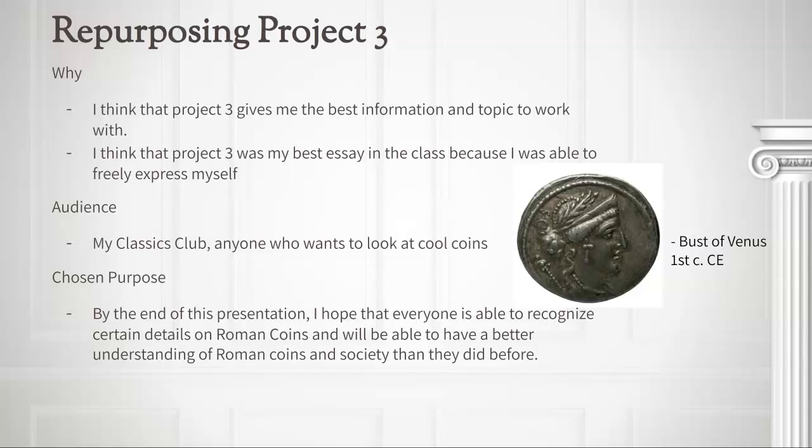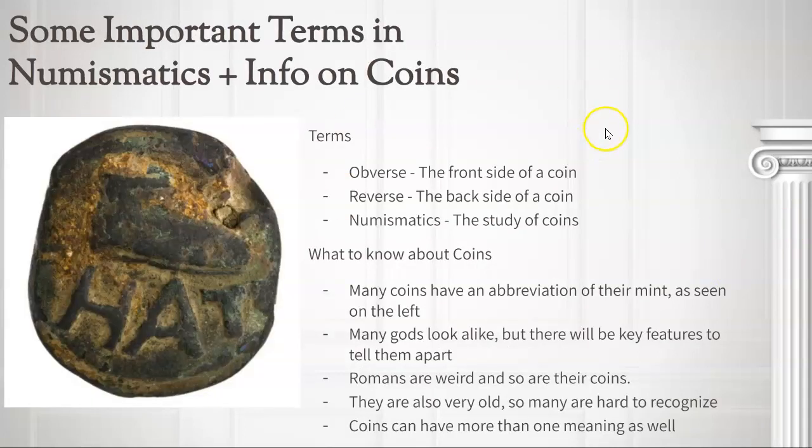And my purpose for this is that I hope to be able to teach you guys a little bit about Roman coinage and maybe even some Roman culture. Some important terms in numismatics and a few tips on coins in general. So we'll start with the terms. Important ones to know: obverse, which is the front side of a coin; reverse, which is the back side of a coin; and numismatics is the study of coins and currency in general.